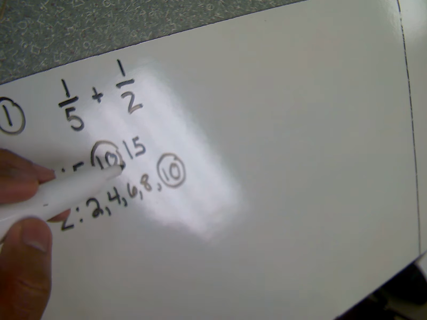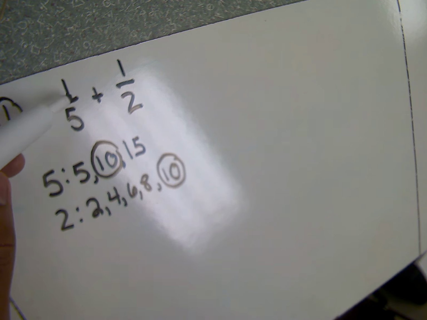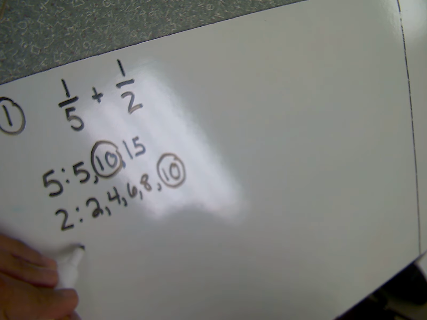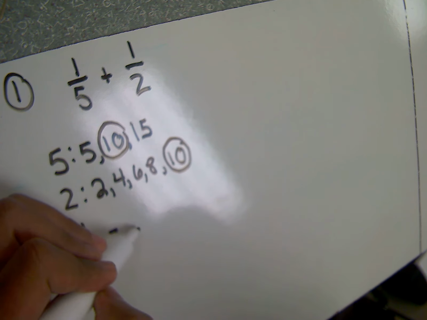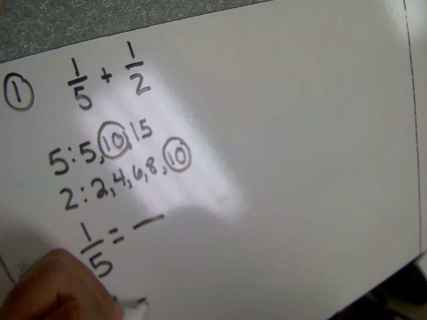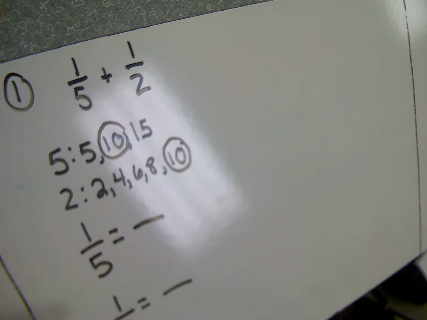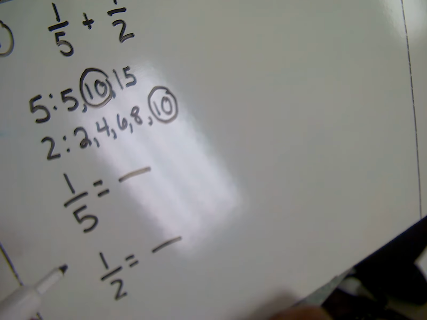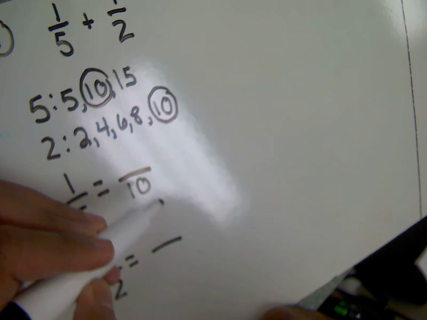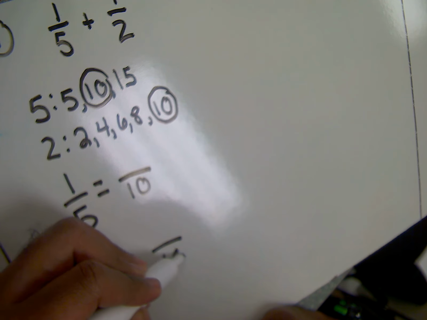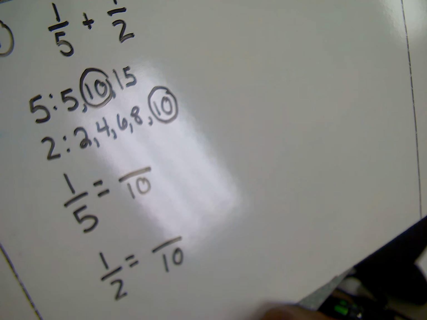So once we found that number, now we take our fractions up here again, and we're going to rewrite them, except we're going to write them on top of each other. 1/5, 1/2, and we're going to have it equal a new fraction. And the new fraction for both of them will have that common denominator of 10. That's why we did this work, so that we can find what the equivalent fraction is with the common denominator of 10.